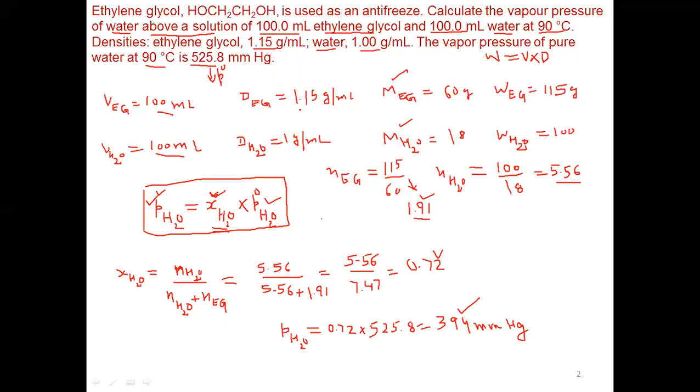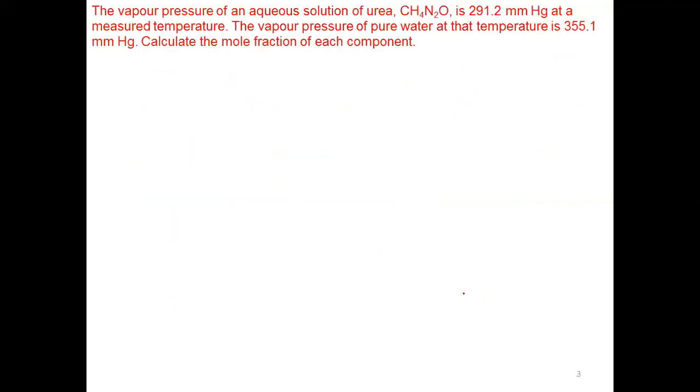We were also given their density. So from this first we calculated the weight of the two components. We already know their molecular weight. So from that we can calculate the number of moles of ethylene glycol and the number of moles of water. So mole fraction is given by the number of moles of water divided by the number of moles of water plus the number of moles of ethylene glycol. So by putting this value, it will come out to be approximately 0.72. So putting these values in the expression, this will be your final result, 394 mm mercury. Now let us go to the next numerical.